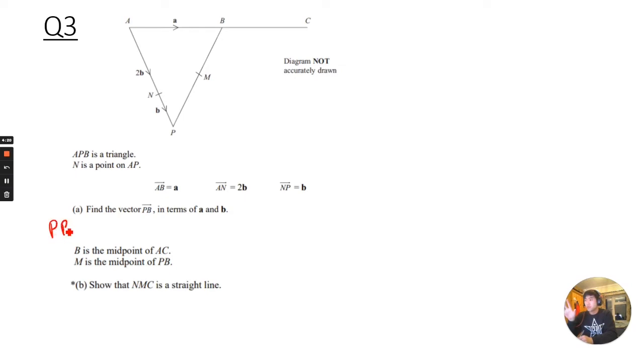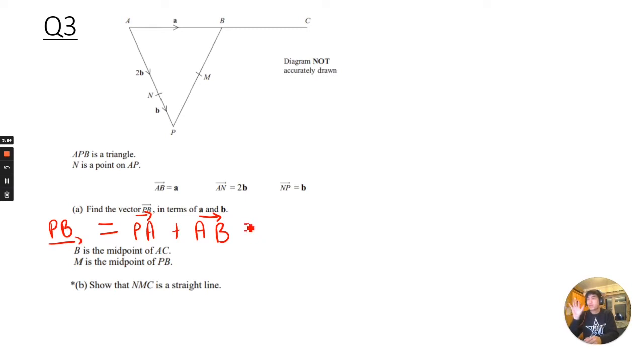So P to B, let me write. Okay, my arrow can go there instead. This is equal to, well, we can go from P to A instead. So let's go P to A first, and then go from A to B. So we still end up where we want to at B, just taking a little bit of a detour.